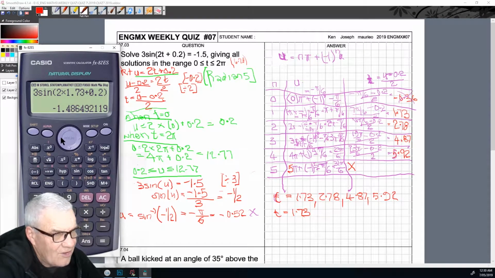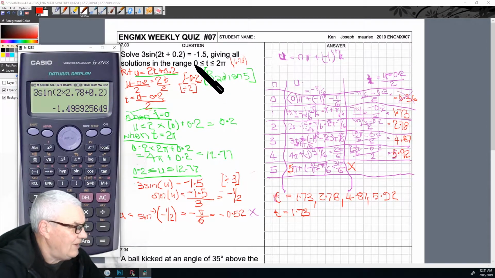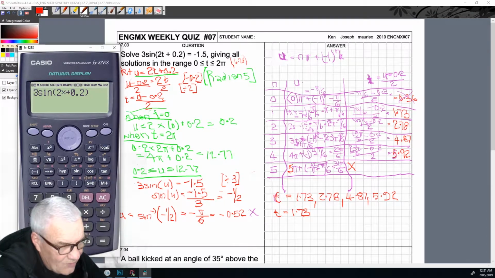2.78, so let's see how that goes. Let's go there with that one. Delete. Times 2.78 equals, there, negative, that's all good, so it's equaling negative 1.5. So this is a good way of checking your answers relatively quickly. 4.87.